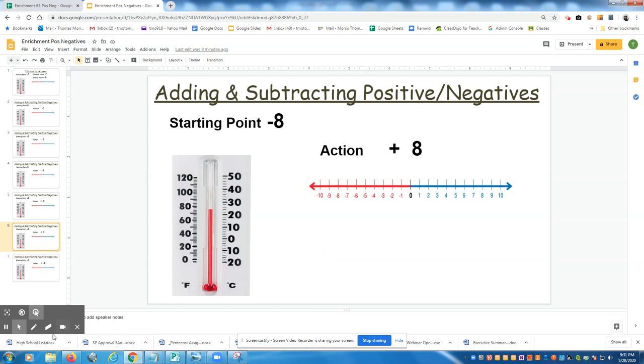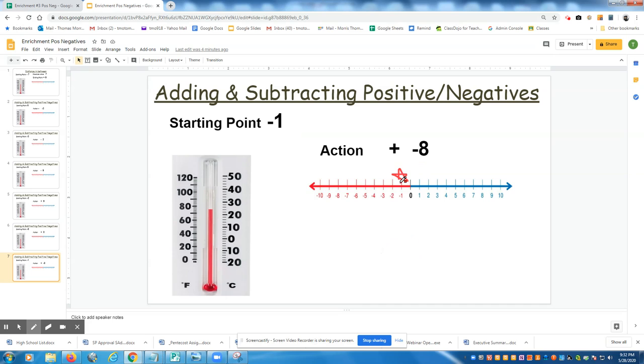Next, we have starting point -8, and now our action is to add 8. We're going to go 8 this way, and this is where we're adding the absolute. Whenever you have opposites like this, you have an automatic answer of 0. What you're doing is adding the absolute of your negative number, so it will get you back to 0.